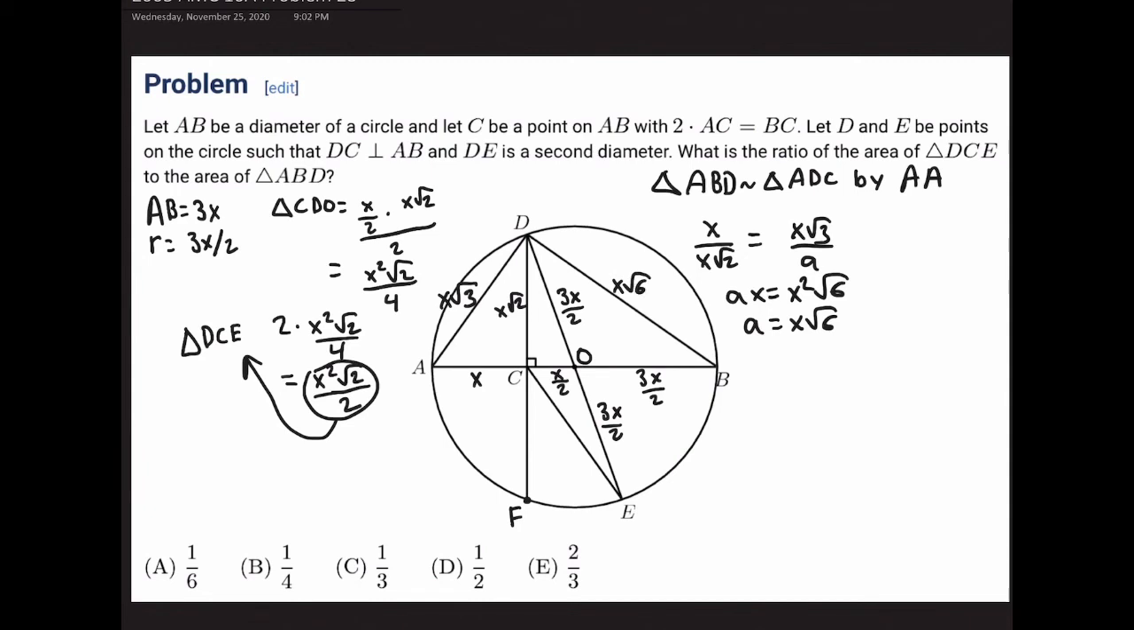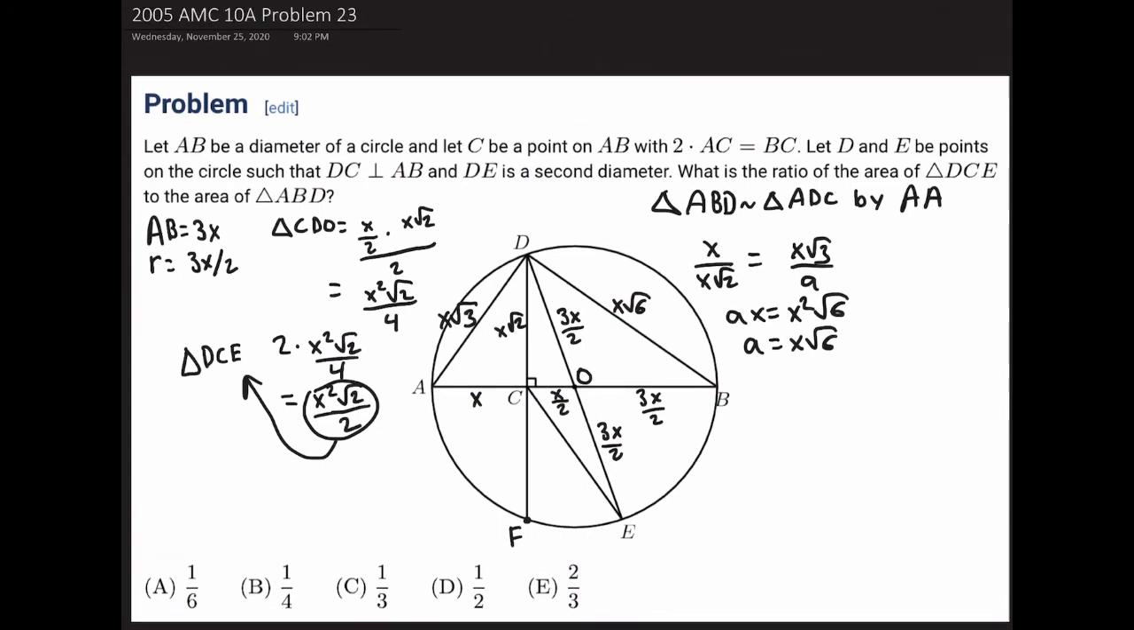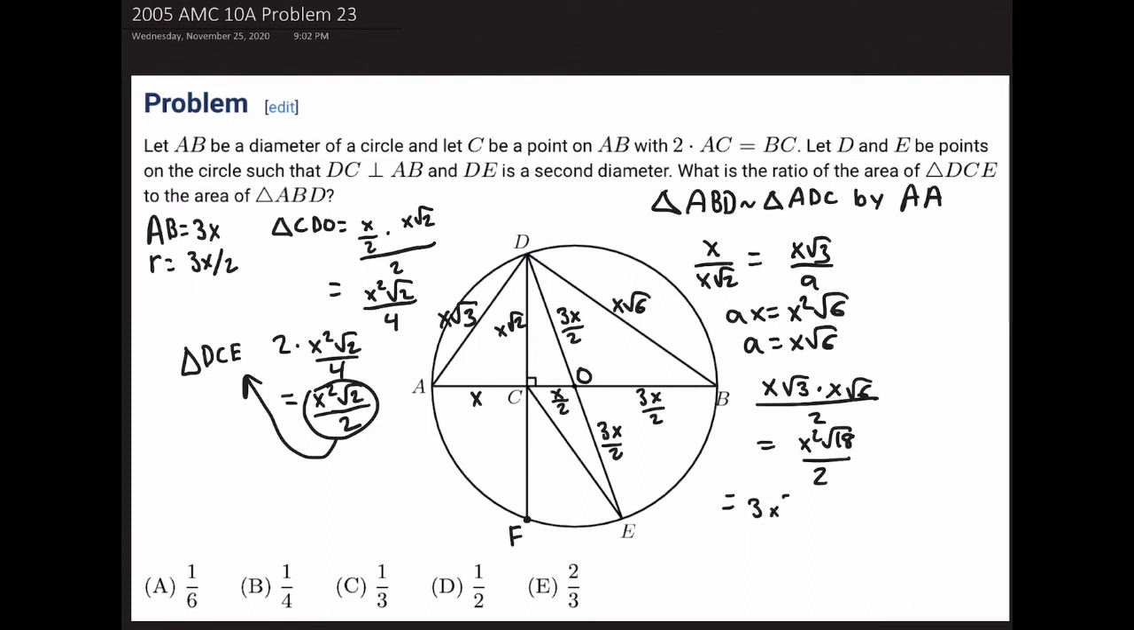Now that we know what these lengths are, we can find the area of triangle ABD. The area of triangle ABD is going to be base times height over 2. So x root 3 times x root 6 over 2, which is equal to x squared root 18 over 2. X squared root 18 can be simplified as 3x squared root 2 over 2, because the square root of 18 is just 3 root 2. And so this is the area of triangle ABD.